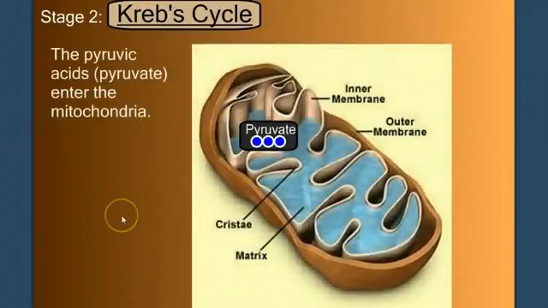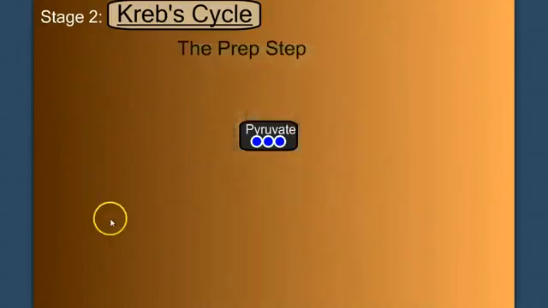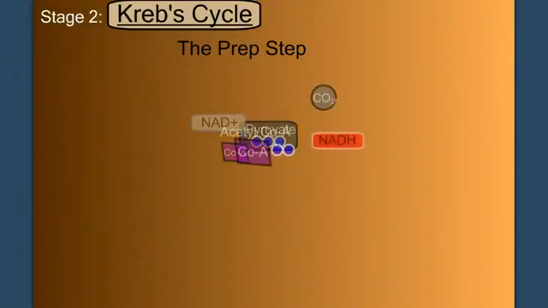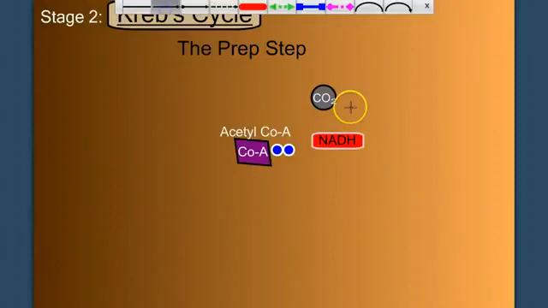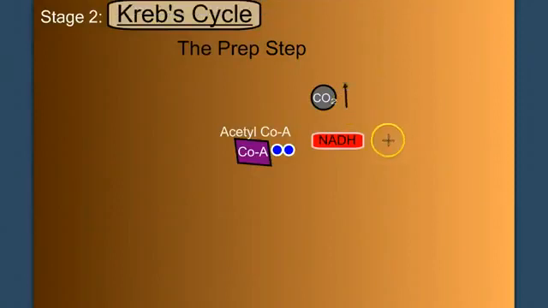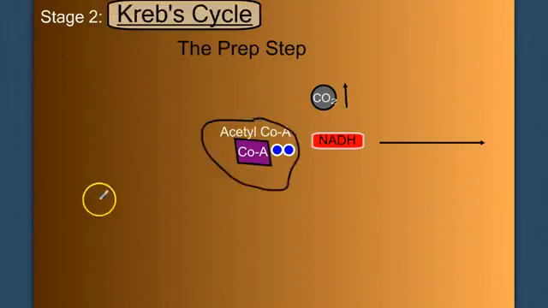The pyruvic acid, or pyruvate, enters the mitochondria. But before we can start the Krebs cycle, we need to prepare the pyruvate in what's called the prep step. A coenzyme called coenzyme A binds to the pyruvate, and NAD+ is reduced to make NADH. In doing so, a carbon dioxide is kicked out. That's the first of those we've produced. It'll be released as a waste product of respiration. The NADH will head off to the electron transport chain, and what's left is the acetyl-CoA, which will enter into the Krebs cycle. Let's draw this in a useful way.